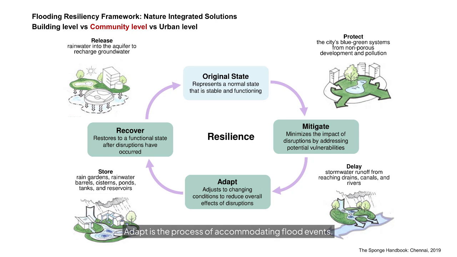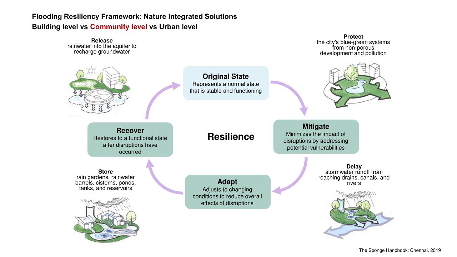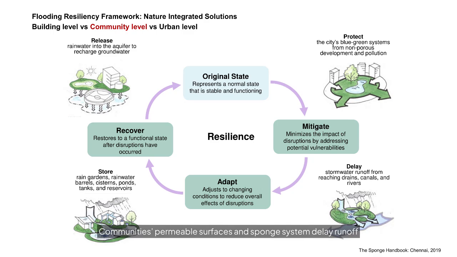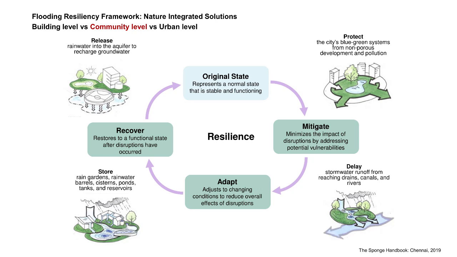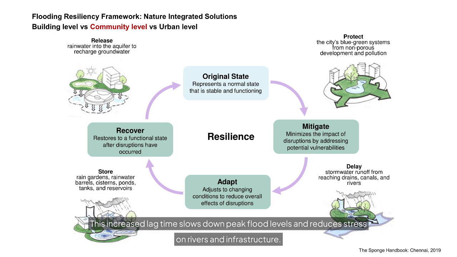Adapt is the process of accommodating flood events. Communities' permeable surfaces and sponge systems delay runoff so that cities' drainage and trenches are not overwhelmed. This increased lag time slows down peak flood levels and reduces stress on rivers and infrastructure.